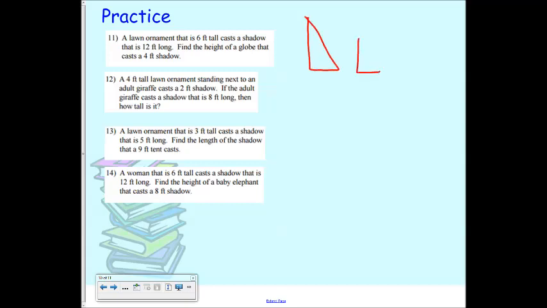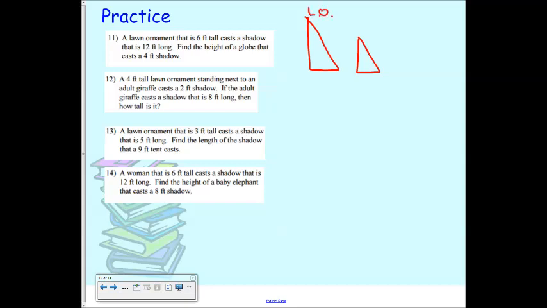Okay, so these triangles represent a lawn ornament that is 6 feet tall and the height of a globe that casts a 4-foot shadow. All right, so one of these is the lawn ornament. It doesn't really matter which. The lawn ornament is 6 feet tall with a shadow that's 12 feet long, so that should be the bigger one. So this is going to be my lawn ornament. So I'm going to label it LO. And this is going to be my globe.